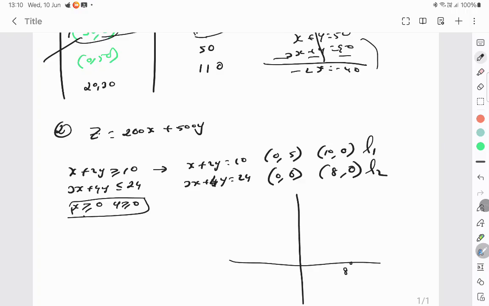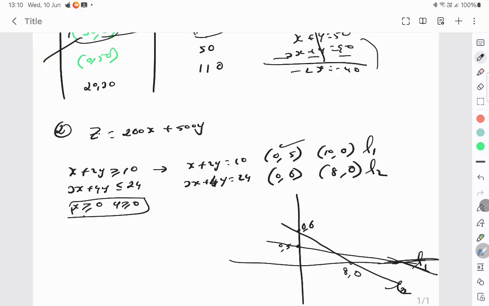And 8 comma 0, supposing it's here, and 0 comma 6 is here approximately. You can connect these 2 points and draw it as line 2 with a thick line. 0 comma 6 and 8 comma 0 give line 2. 0 comma 5, the first line's point, is here, and 10 comma 0 will be here. Connect these 2, you get your line 1. This is your line 1 and this is your line 2. Just extend this axis.